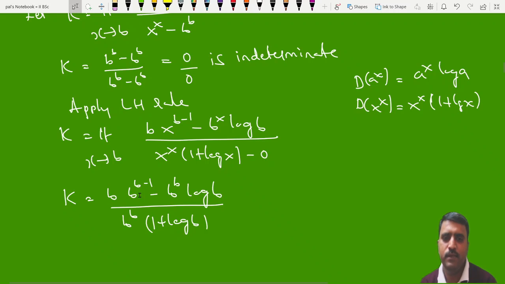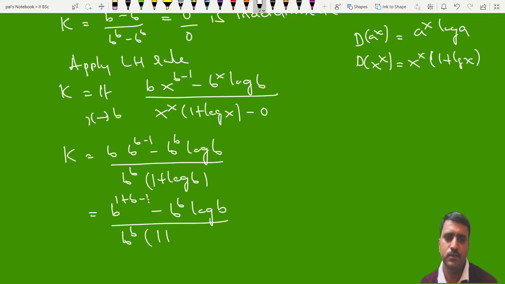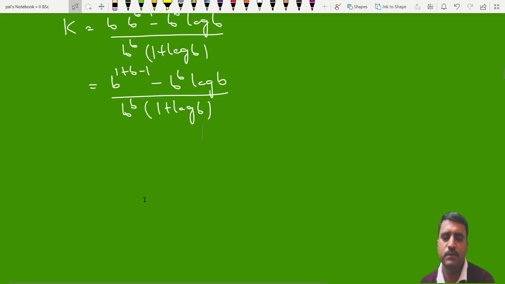So it is b and b; you can multiply those b's. Then it gives b to the power 1 plus b minus 1 minus b to the power b into log b, divided by b to the power b into 1 plus log b. Again, in the numerator, the 1 and minus 1 cancel, so b to the power b is left.